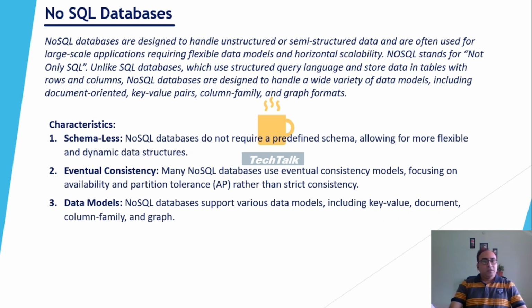Data models. NoSQL databases basically support 4 data models: document oriented, key value pair, column family, and graph format.